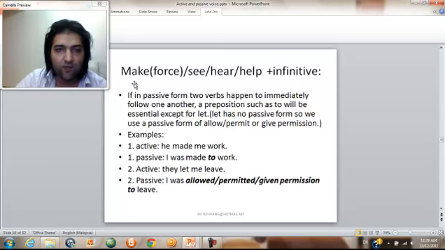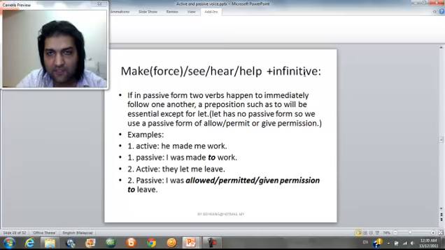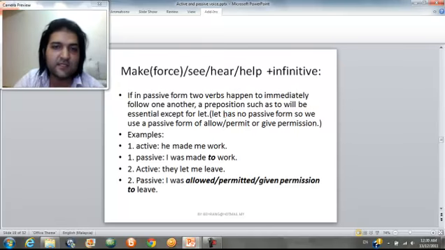Now, make, when it means force. I repeat, make only when it means force. See here, help plus infinitive. If in the passive form two verbs happen to immediately follow one another, a preposition such as to will be essential, except for let, because let has no passive form, so we have to use a passive form of allow, permit, or give permission, in case our verb is let.